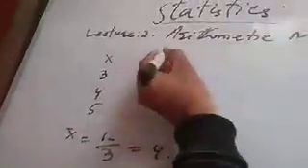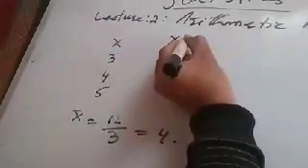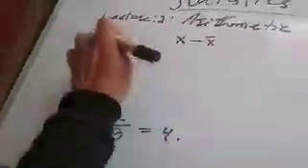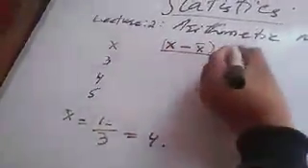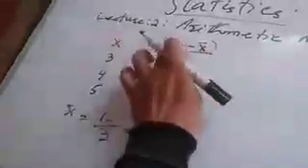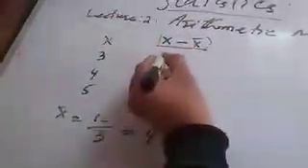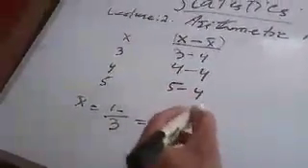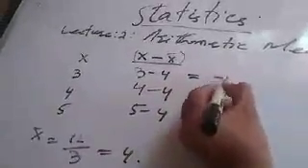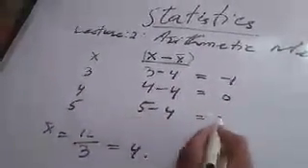Now if we subtract the mean, x bar, from this x column, that is, we find the difference between the data numbers which are given and the mean, this is known as deviations from mean. So 3 minus 4, 4 minus 4, 5 minus 4. This is equal to 3 minus 4 equal to minus 1, 4 minus 4 equal to 0, 5 minus 4 equal to 1.